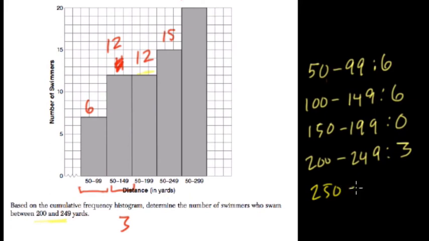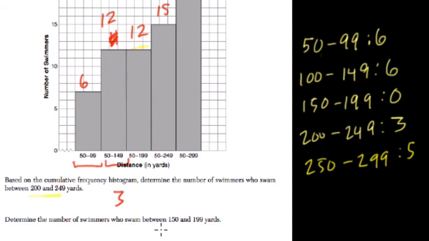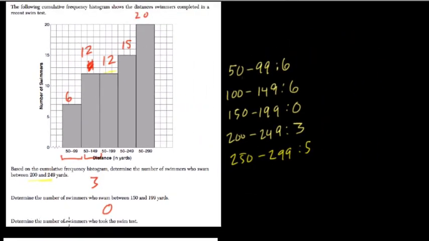And then in the last interval, we have 250 to 299, and there are 1, 2, 3, 4, 5 more, because the total rises by 5. Determine the number of swimmers who swam between 150 and 199. Oh, we did that. That's 0, right? No one was added there.